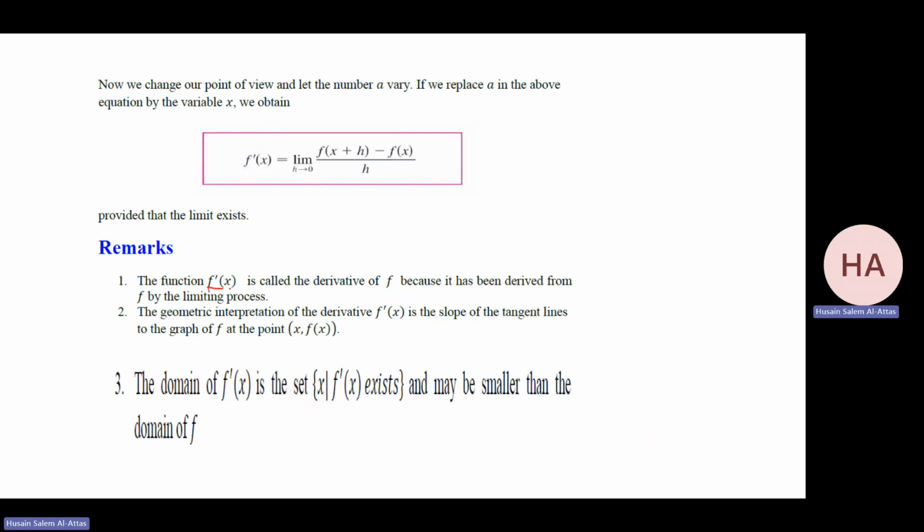We say that this is f prime. If we do it for many values, then we make another function, f prime of x. The domain of f prime is the set of all x so that f prime of x exists. It's either the domain of f or smaller than that. So the domain of f is always either equal to the domain of f prime or bigger than the domain of f prime.